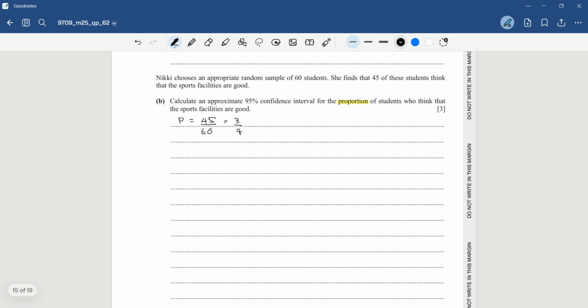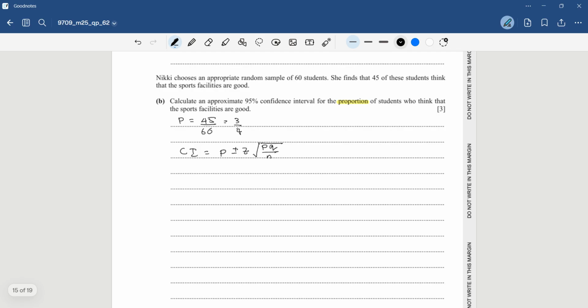Okay, or 0.75, doesn't matter. Okay, they want the confidence interval. So my confidence interval will be, the formula I use is P plus minus Z score times the square root of PQ over N. This is the formula for the confidence interval for the proportion.